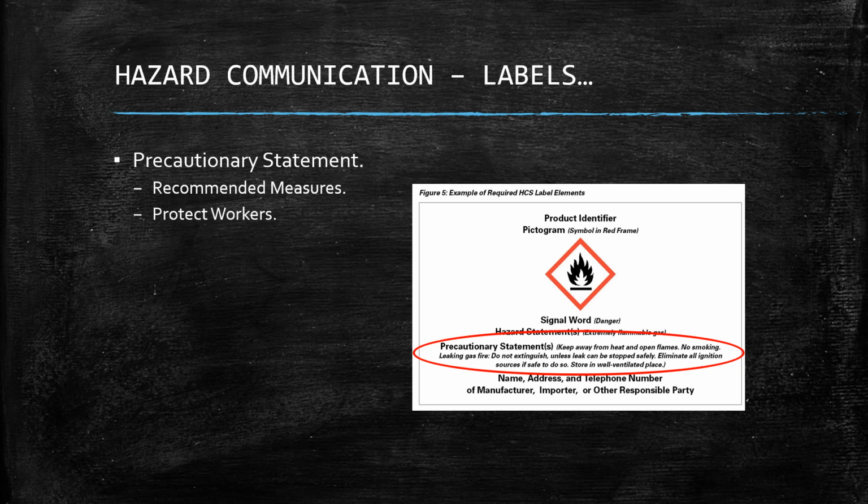Precautionary statements are key to helping you decide what you need to do to protect your workers and your workplace. There are 4 types of statements: prevention, response, storage, disposal.